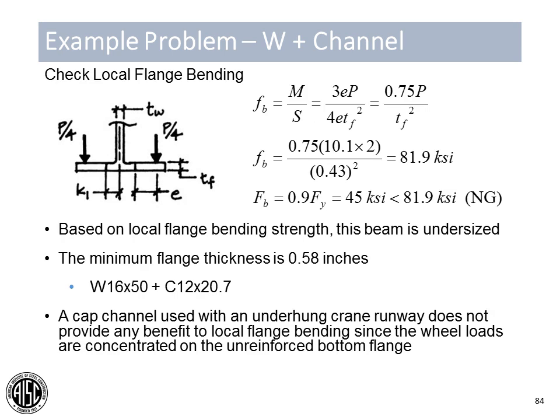If we look at local flange bending then, this is where we have the problem. Due to the reduced thickness of our bottom flange, we now no longer meet the local flange bending criteria and would need to actually increase our wide flange to a W16x50 in order to make this combined section work, which would lead to a substantially heavier section than our wide flange alone.